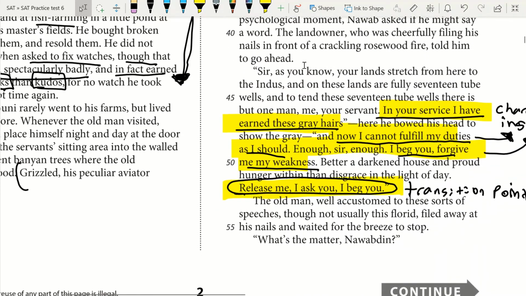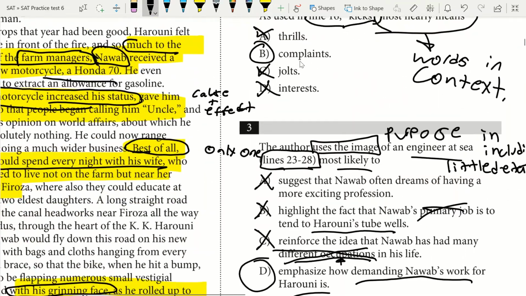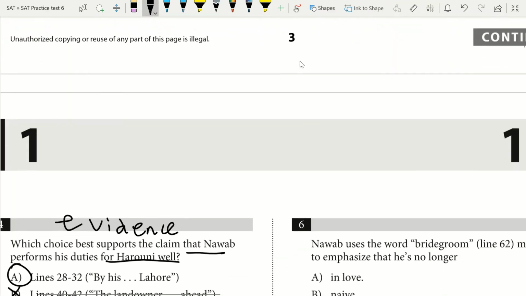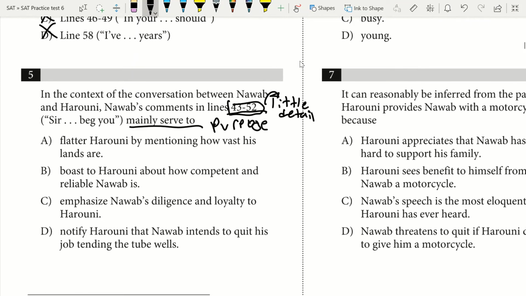We have: sir, as you know, your lands stretch from here to the Indies. On these lands are 17 tube wells. I'm the only one who tends to these. In your service, I've earned these gray hairs, showing he's worked there for a long time, and he's been very, very loyal. He says he can't fulfill his duties anymore, and he's asking to be released. Okay, so that's showing how dedicated he is to Haruni, how long he's worked there, earning those gray hairs, really highlighting his loyalty and dedication there.